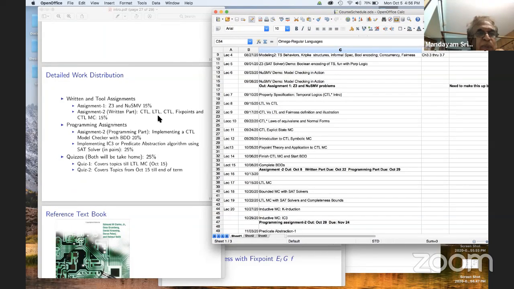Assignment 2 will have a written part and a programming part. The written part will just get you warmed up on CTL, LTL, CTL star, fixed points, and CTL model checking, which are covered, some basic stuff. In the programming part, you will be implementing a very simple CTL model checker.